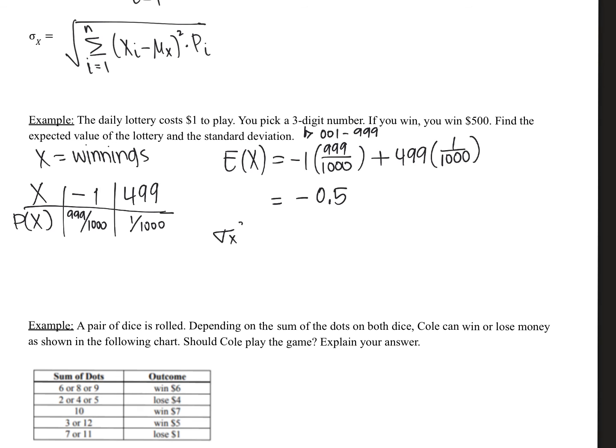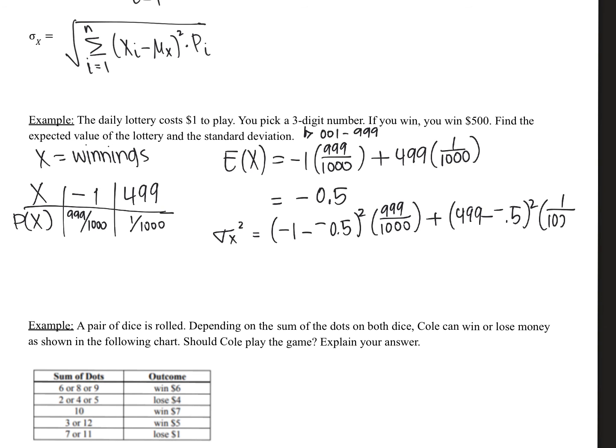So in order to find the standard deviation, I first have to find the variance. So that says take your x value, so in this case -1, subtract the mean, -0.5, square it, multiply it by its probability, plus, and then do it for your next x value. So 499 minus negative 0.5, squared, times 1 over 1,000.